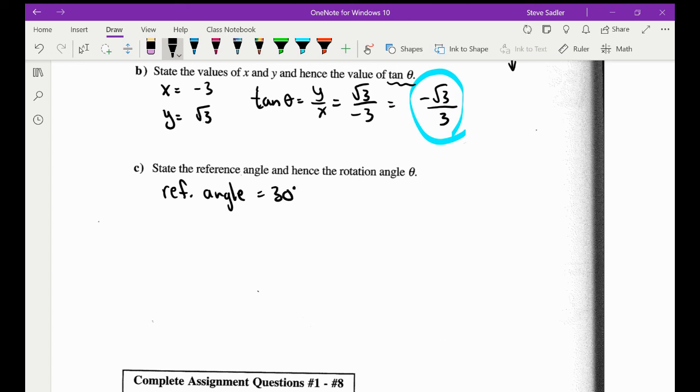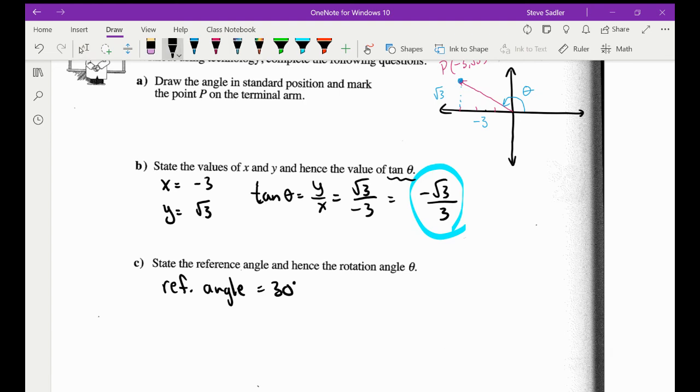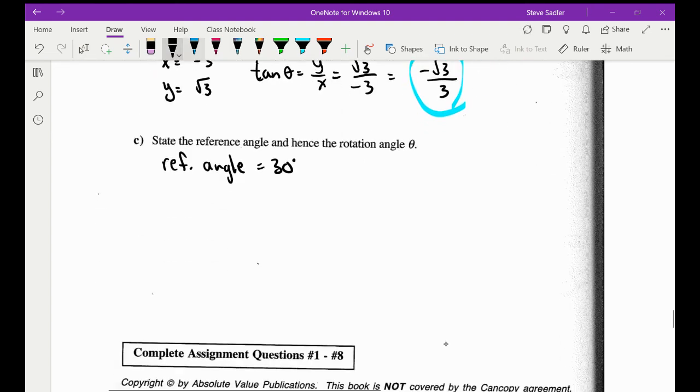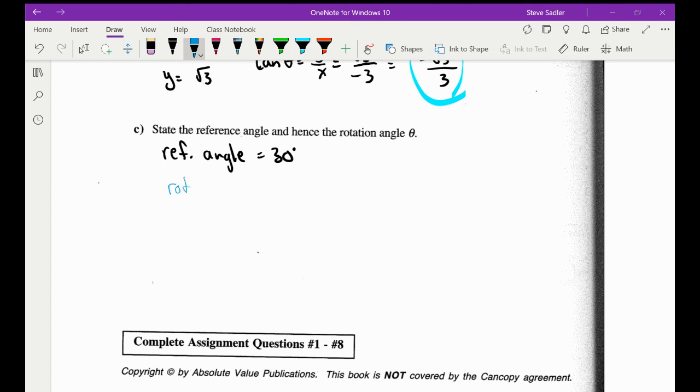And that means our rotation angle, if this one is 30, then our rotation angle is 180 minus 30, which gives us 150 degrees. The more that you use that table, the easier it is to memorize it. And we'll spend some time on that.